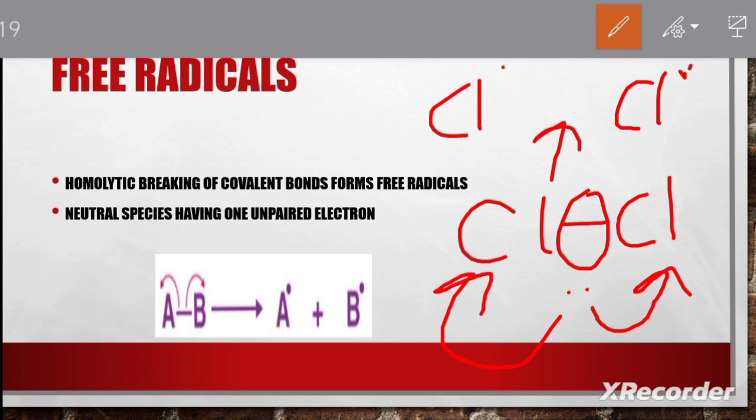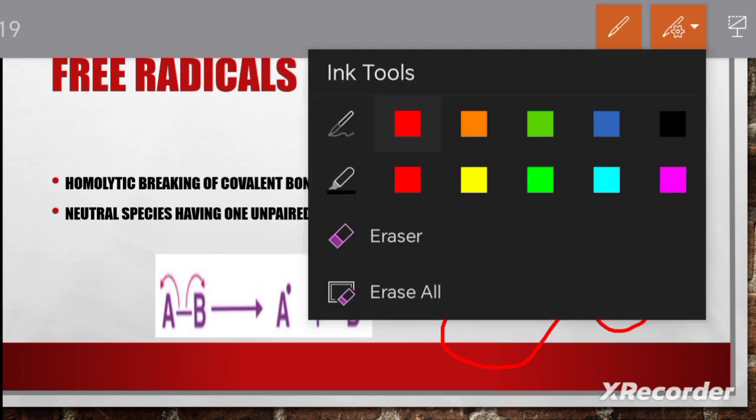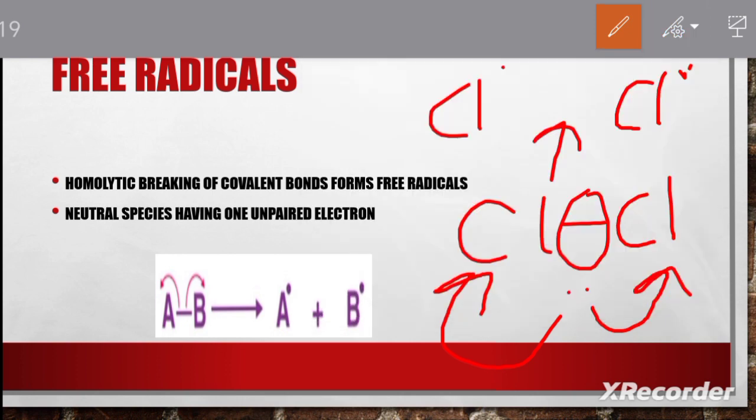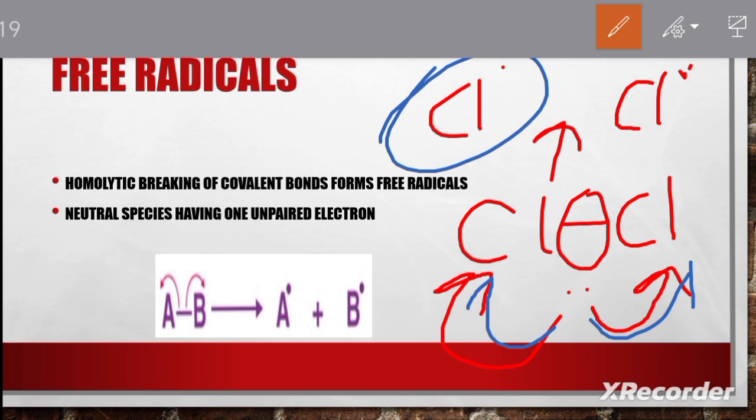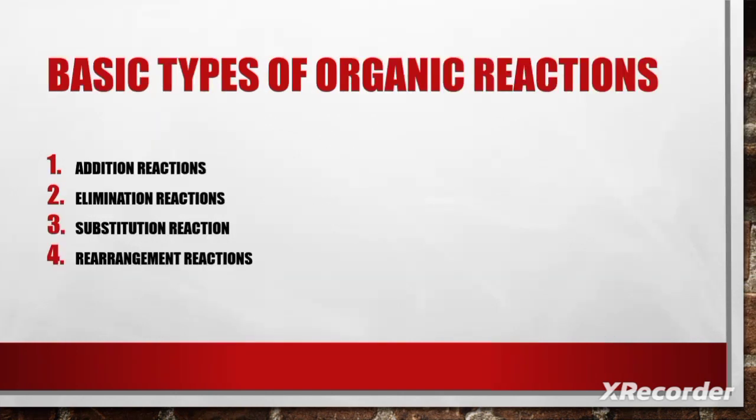They do not bear charges. So in indicating homolytic bond breaking, we do not use an arrow like this. We use just a fish hook like this. So free radicals do not bear any charge. They are neutral species, each having one electron. So we indicate free radicals like this. There are four basic types of organic reactions: addition reactions, elimination reactions, substitution reactions, and rearrangement reactions.